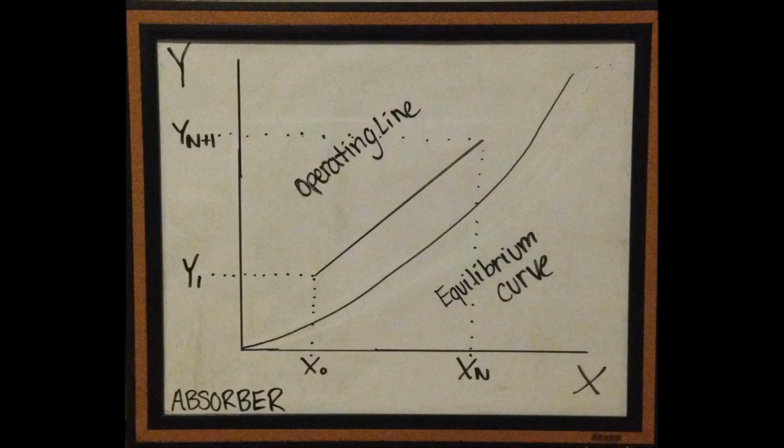curve in a stripper. This line is calculated using the pair of streams located at the top of the tower and the pair of streams located at the bottom of the tower. These points are clearly labeled as x0, y1, and xn, yn+1. Once these points have been identified and the line has been drawn, you can manually draw stair-like lines connecting the operating line and the equilibrium curve.